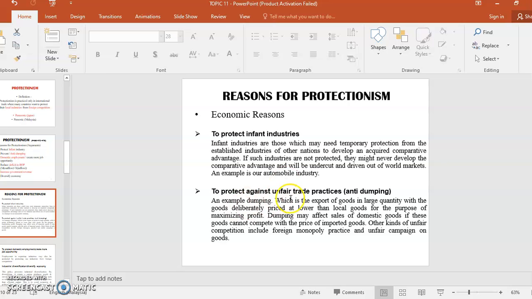Next is to protect against unfair trade practice. Okay, to avoid anti-dumping lah. Kita nak elakkan berlakunya lambakan dalam pasaran. Example dumping, which is the export of goods in large quantity with the goods deliberately priced at lower than local goods for the purpose of maximizing profit. So dumping may affect sales of domestic goods if these goods cannot compete with the price of imported goods. Other kinds of unfair competition include foreign monopoly practice and unfair campaign on goods.